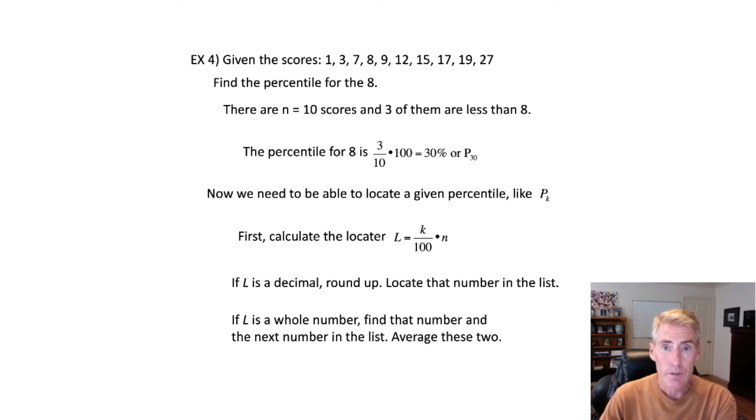If the L turns out to be a whole number, go ahead and find that number in the list. Like if it said a 5. So 1, 2, 3, 4. The 9 is right here at a 5. So you would find that number and the next number, the 9 and the 12, and then you average those two.